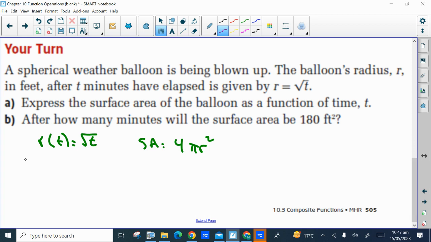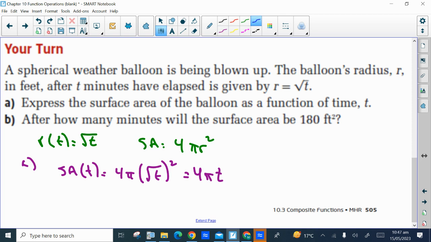But part A asks us to express the surface area in terms of t. So surface area in terms of t means we can't have the variable r, we have to have the variable t. But we are told that the radius is the root of t. And because in the surface area formula the radius is squared, now the root of t will be squared. And in this case, the square and square root cancel each other out. And there's your formula for surface area in terms of t, the time.